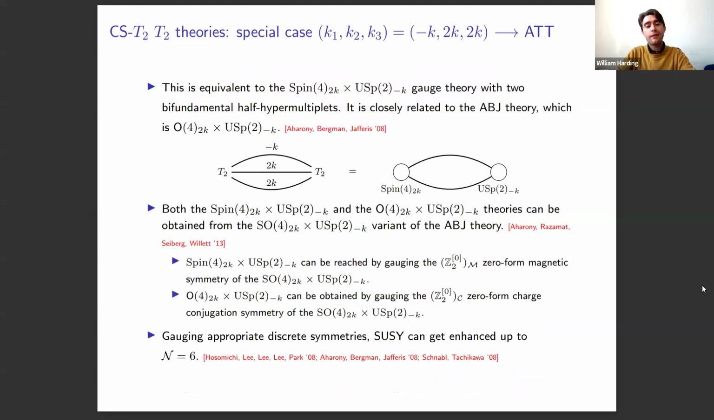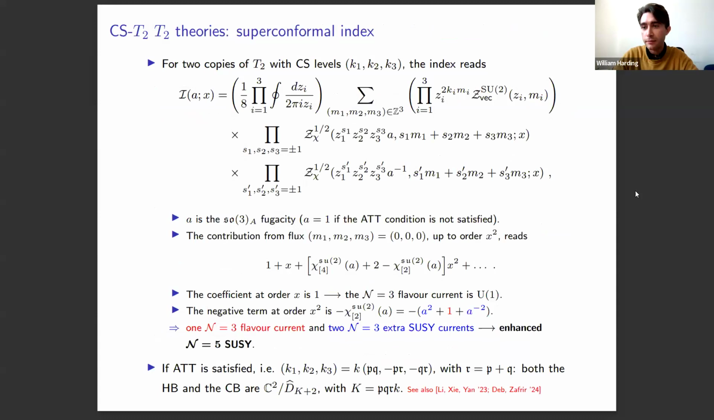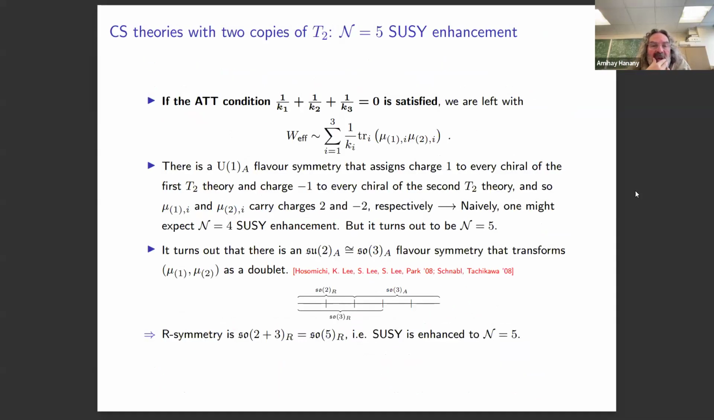Now let us consider the special case where the Chern-Simons levels are taken to be -k, 2k, and 2k. So two copies of T2, whose SU(2)^3 symmetry is gauged with Chern-Simons levels -k, 2k, 2k. Now this theory is equivalent to the, yes? So if you go to the case of an N=5 enhancement. Here or the previous slide? Here, maybe. I was just wondering.